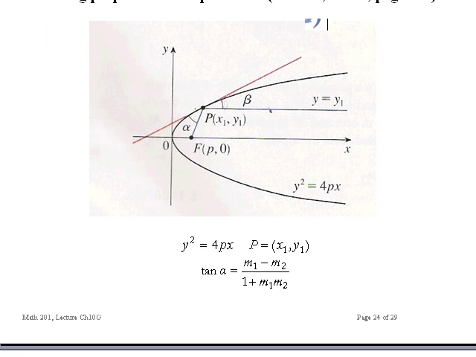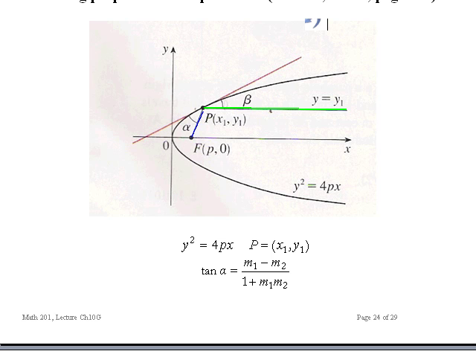We're going to start with the parabola. If you recall, the reflecting property of a parabola is that any incident ray that would be coming, say, parallel to the axis of the parabola, when it hits the parabola, it is reflected.